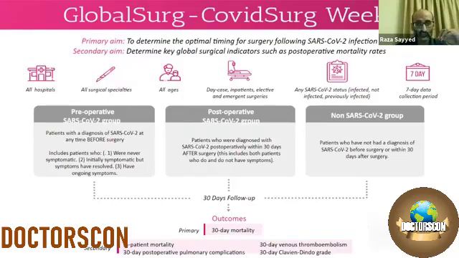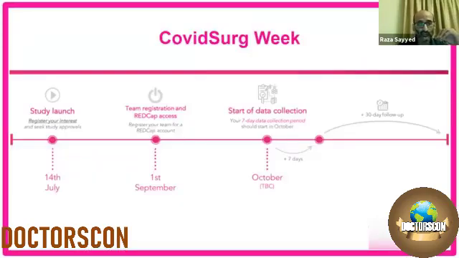So this study was launched almost a month ago, recruiting centers, and almost 1,200 centers from all over the world have been included, and this includes almost 60 collaborators from Pakistan so far, and we are hoping that we can interest all of you to take part in this.